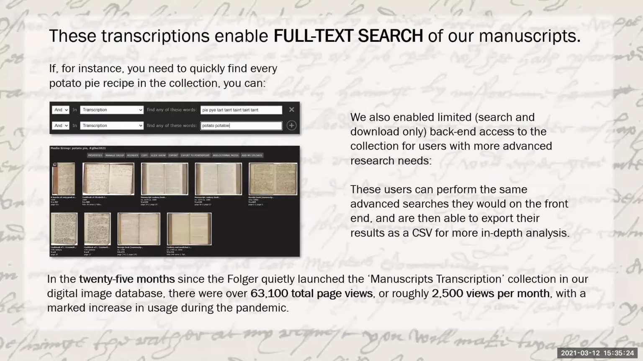Still, it's been hugely beneficial for us because even in the simplified form, it enables full text search. As a quick example, earlier this week, I needed to find a number of potato pie recipes in our collection. In the past, I might have just had to hope that those specific recipes were mentioned in the recipe book's catalog record, or that maybe a reference librarian would remember seeing one. But because we had all these recipe books in our transcription collection, I was able to just perform a quick search and find a number of options.